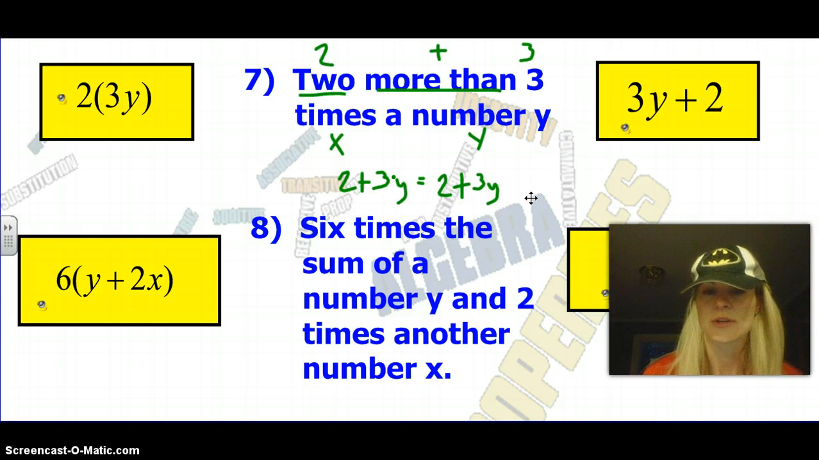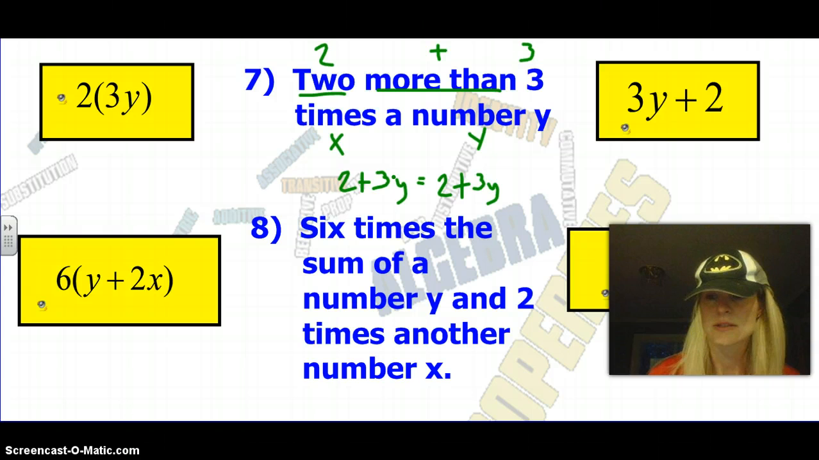Remember yesterday we talked about the commutative property, where when you have addition, it doesn't matter if we write 3y plus 2 or 2 plus 3y, just as it doesn't matter if we do 5 plus 2 or 2 plus 5. That's the commutative property, and the order of it will not affect its outcome or its solution.